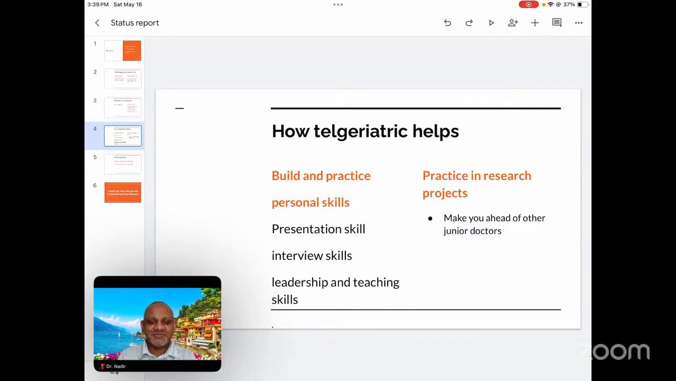I would like to highlight a few points. The first and most important point is how the telegeriatric fellowship helped me. This fellowship is going to help you build up your personal skills, and these skills are crucial. Presentation skills: I do remember telling Dr. Nader, if you have any presentation anyone doesn't want to do, I will do it. You need to build your presentation skills, interview skills, and leadership and teaching skills.